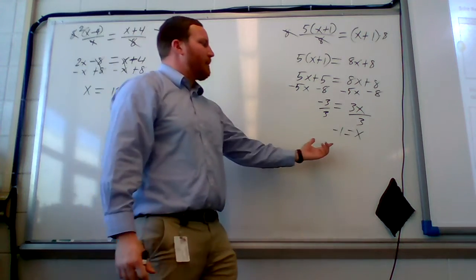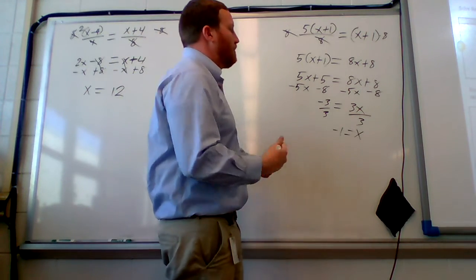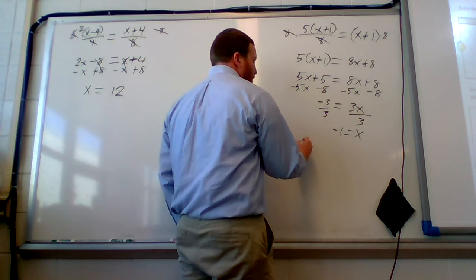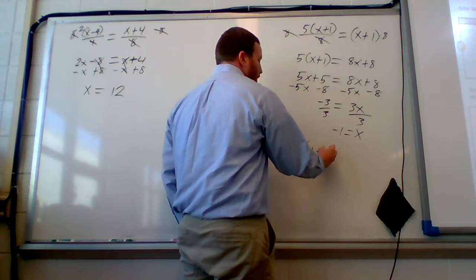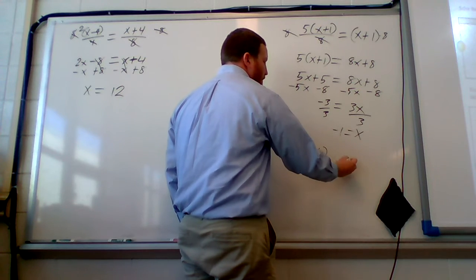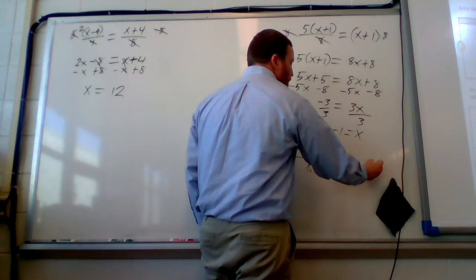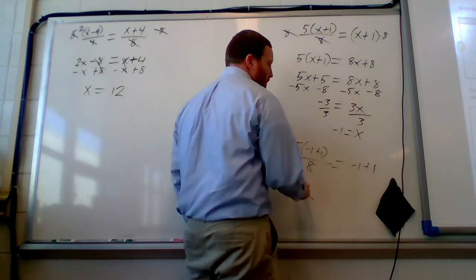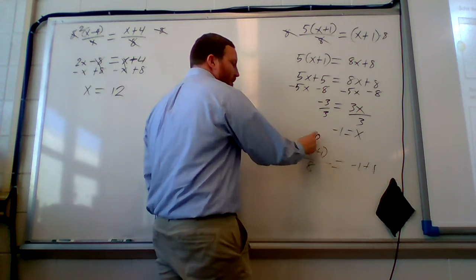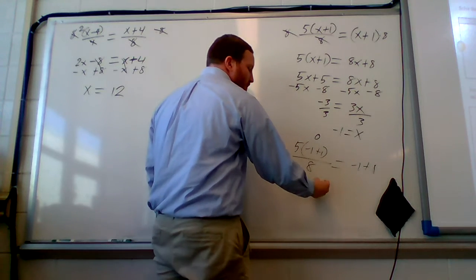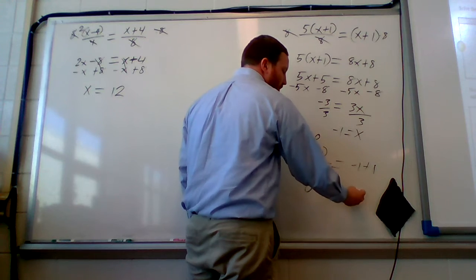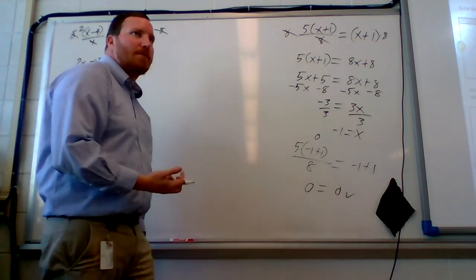So then when I plug it in, again, I want to check for extraneous solutions. We only have the one solution, so it should work out. So we've got 5 times negative 1 plus 1 over 8 equals negative 1 plus 1. Of course, negative 1 plus 1 gives me 0. 0 times anything is still 0. So that's just going to be 0 on the left. Negative 1 plus 1 gives me 0. Checks out again.